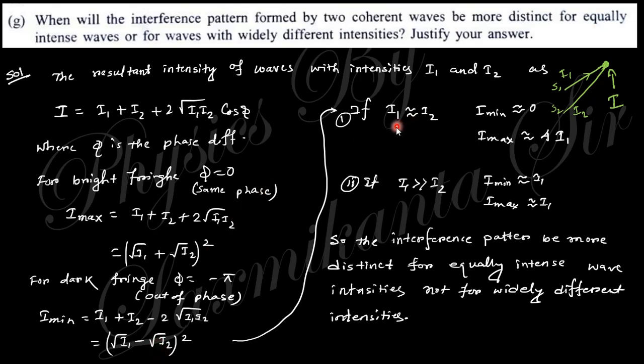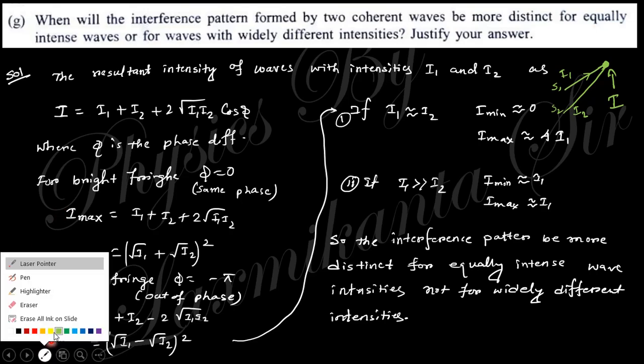If I1 and I2 are equally intense, then what happens? I min is 0, I max is 4 I1. But when I1 is very much greater than I2, then I min is I1 and I max is also I1. So this will be like general illumination.